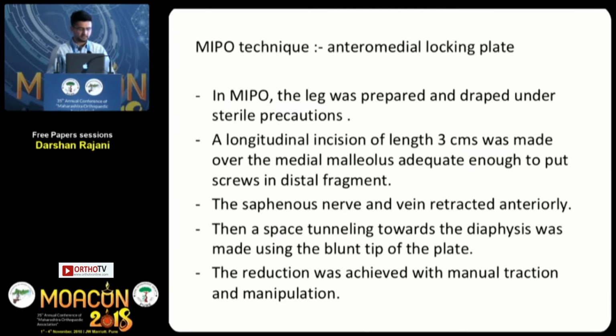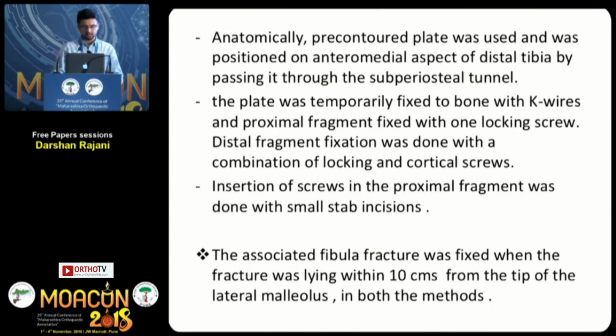Saphenous nerve and vein were retracted anteriorly. Then a space tunneling towards the diaphysis was made using the blunt tip of the plate, and reduction was achieved with manual traction and manipulation. It was confirmed under C-arm, and a pre-contoured plate was positioned on the anteromedial aspect of the distal tibia, passing it through the subperiosteal tunnel.